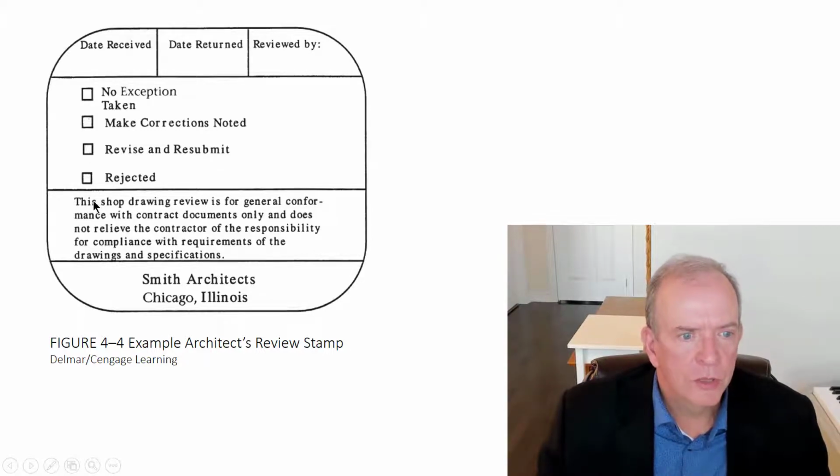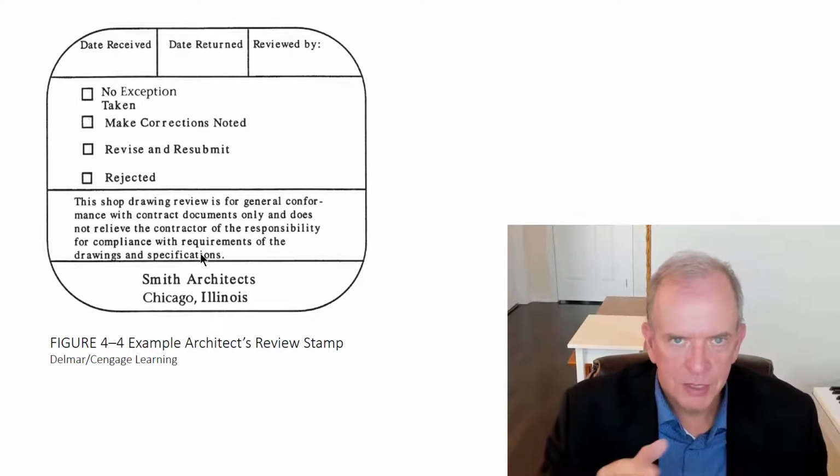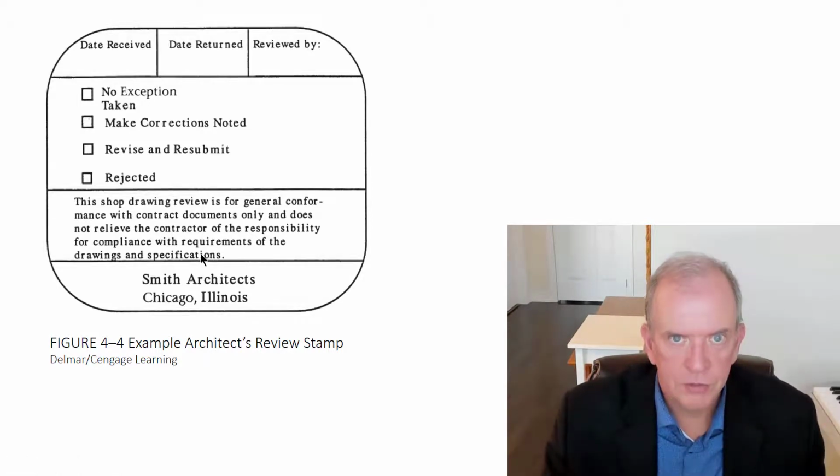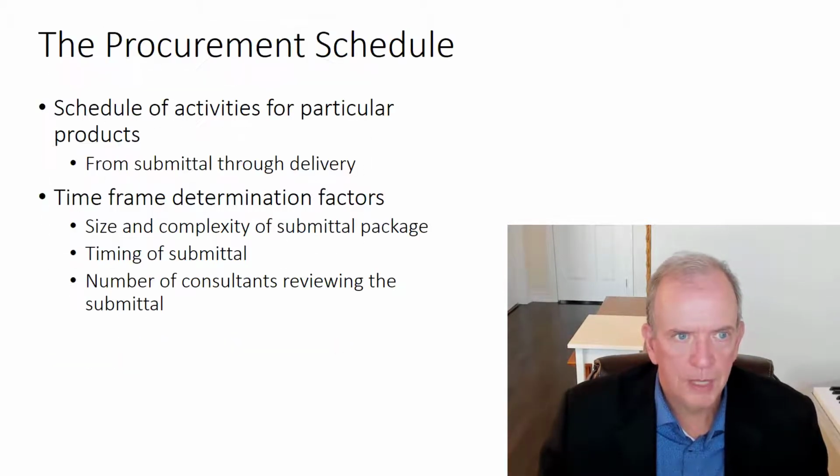And then there's sort of the legal limitations. Shop drawing review is for general conformance of contract documents only, and does not relieve the contractor of the responsibility for compliance with requirements of drawings and specifications. So again, they're trying to also say, if something is missed here, you're still responsible. Remember the contractor is to review it as well. So they're trying to hold accountabilities. It doesn't always necessarily hold up that way, but that's what's going on.